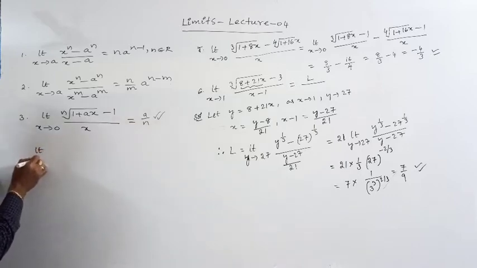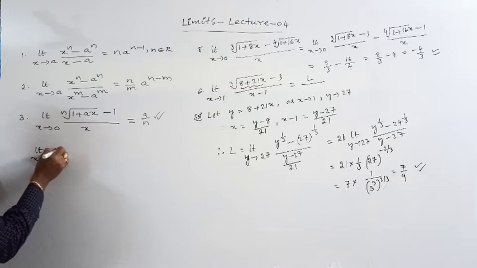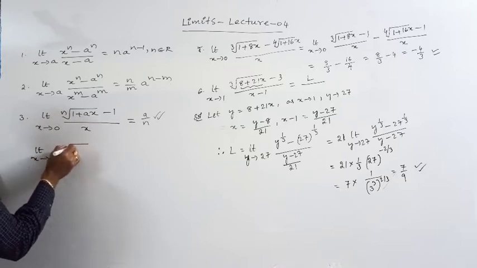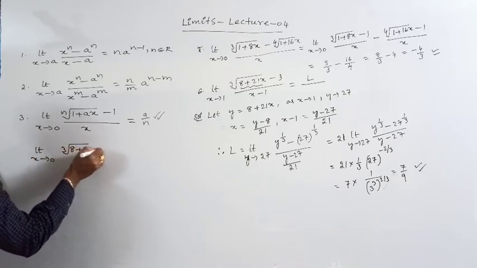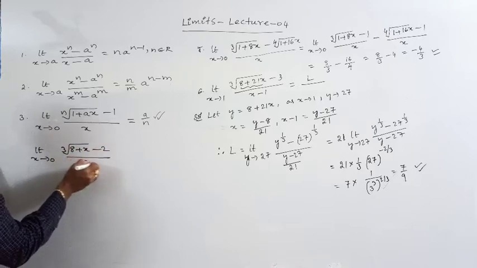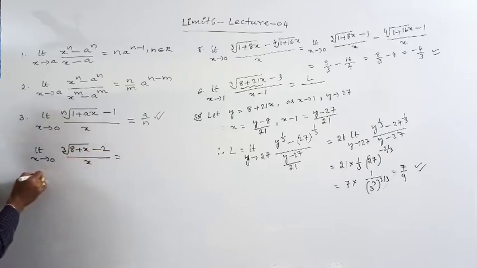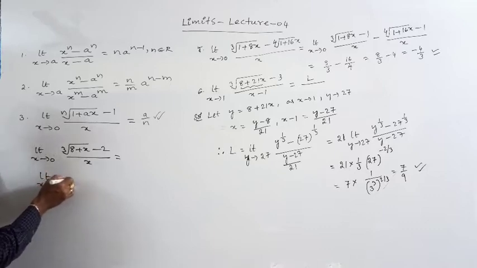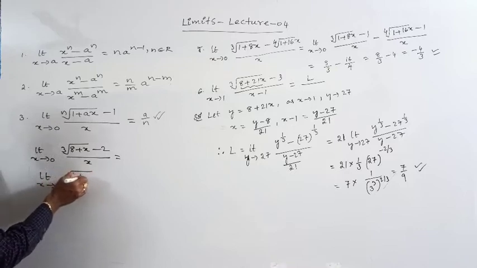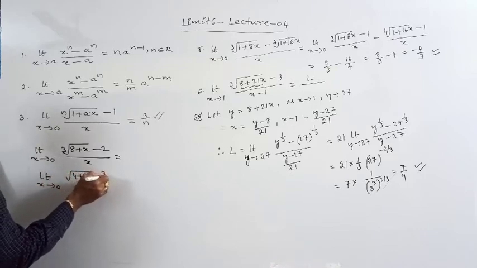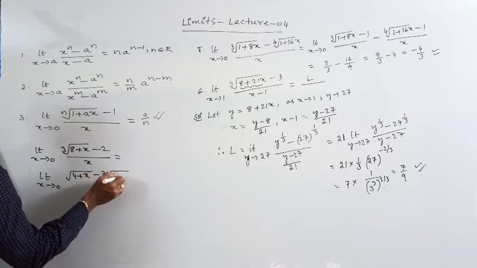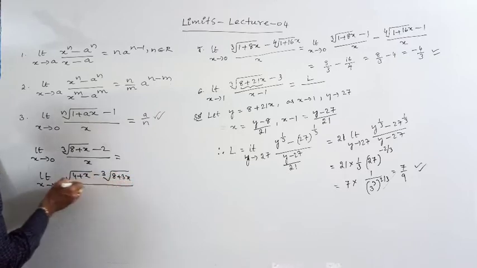Limit x tends to 0, cube root of 8 plus x minus 2 by x. You can solve them. Similarly, limit x tends to 0, root over 4 plus x minus cube root of 8 plus 3x by x.